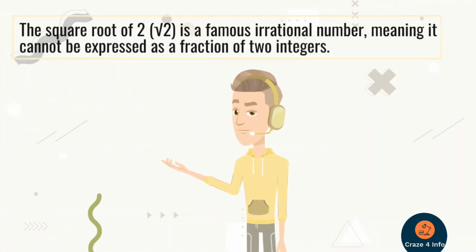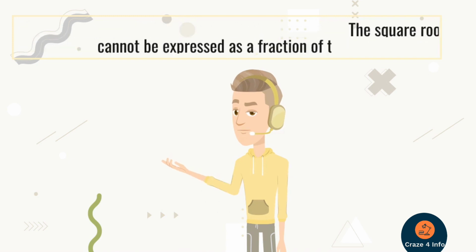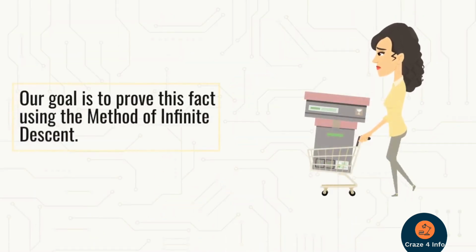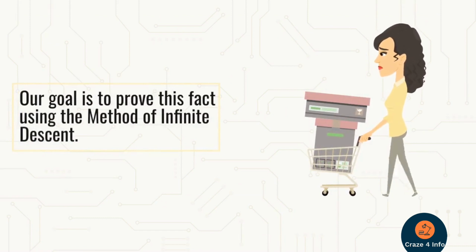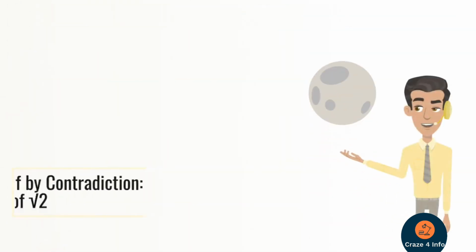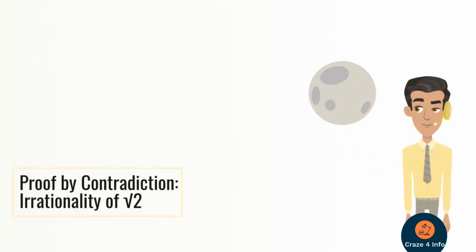The square root of 2 is a famous irrational number, meaning it cannot be expressed as a fraction of two integers. Our goal is to prove this fact using the method of infinite descent. Proof by contradiction, irrationality of the square root of 2.